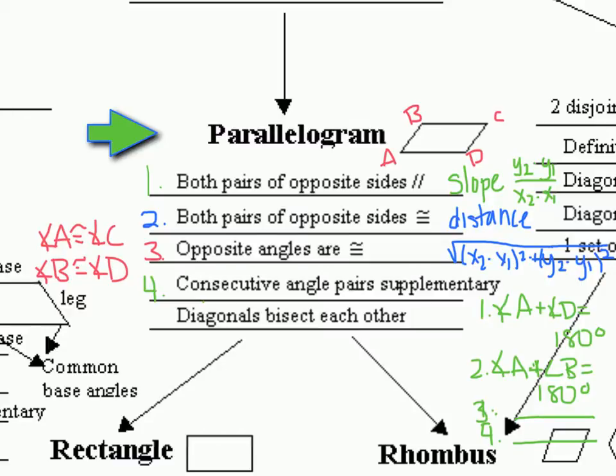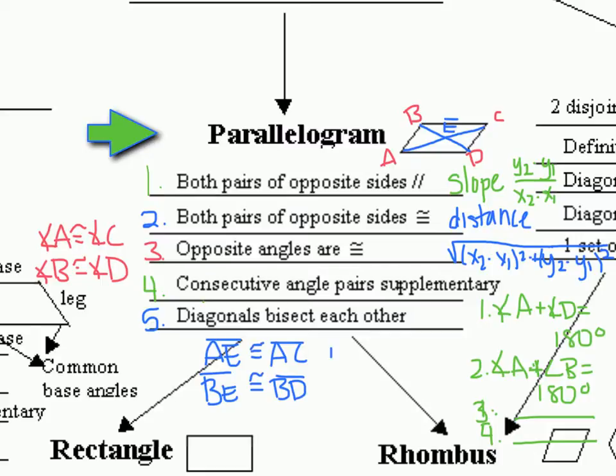The fifth property is that the diagonals bisect each other. So that means that line AC cuts line BD in half, which means that if I label this point E in the middle, we have AE is congruent to EC. We also have that BE is congruent to ED, and you're right, this should be the congruent symbol.